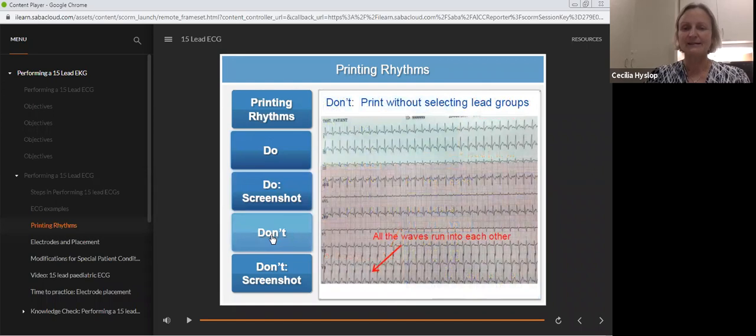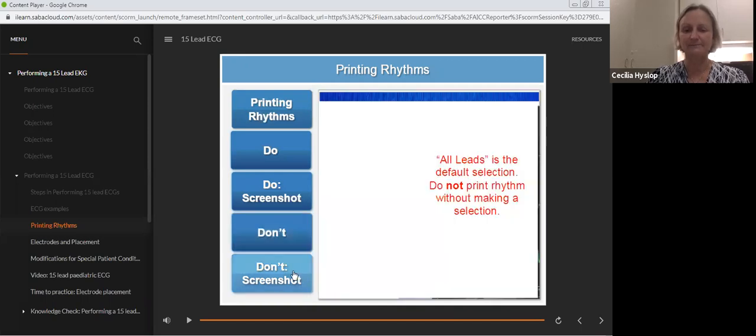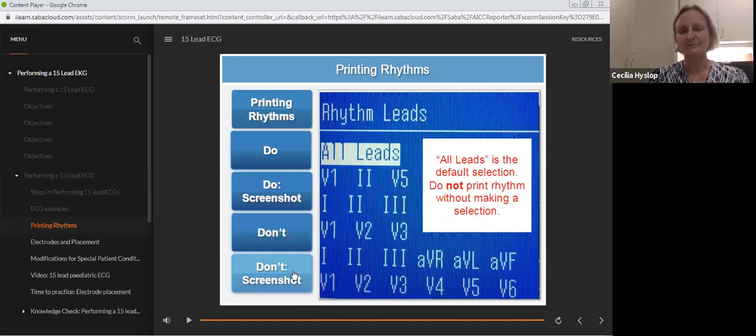And then finally, this is what we ideally here at Sick Kids don't want, which is where all of them just print out one after the other. And you can see if there are leads where it's taller, that they actually seem to run into each other. So we prefer that we don't print all leads.